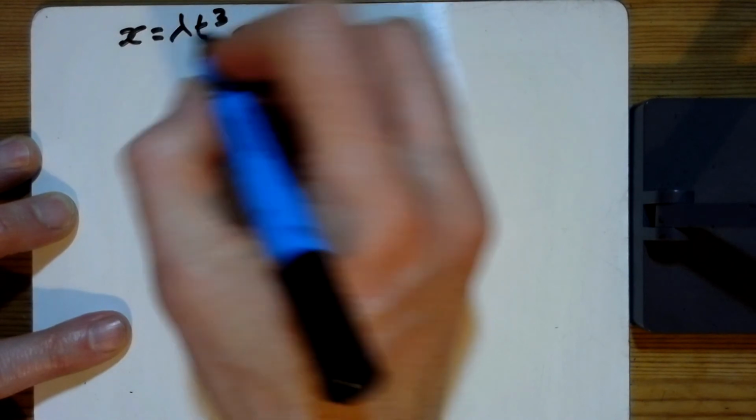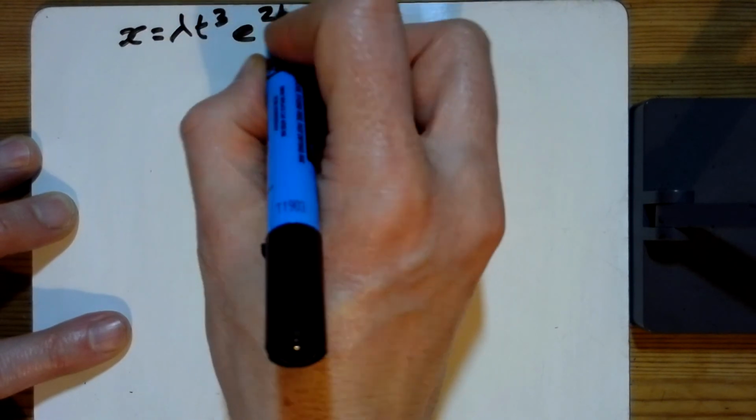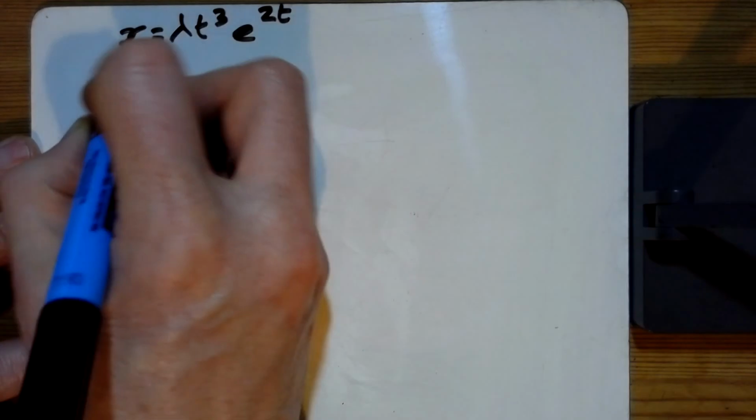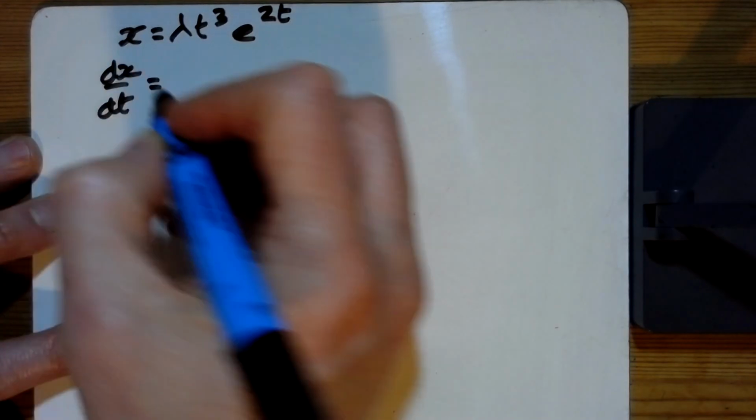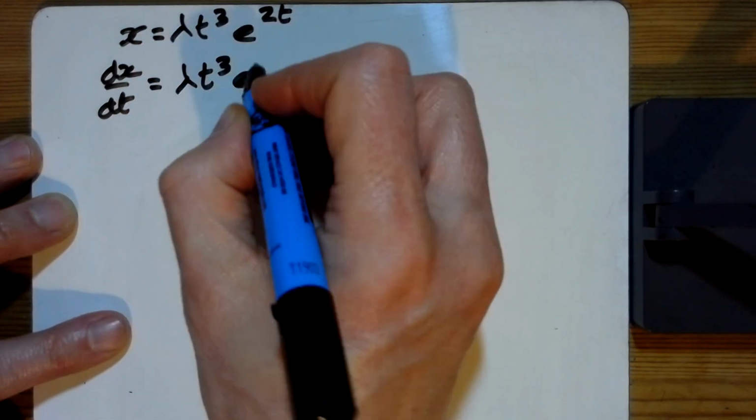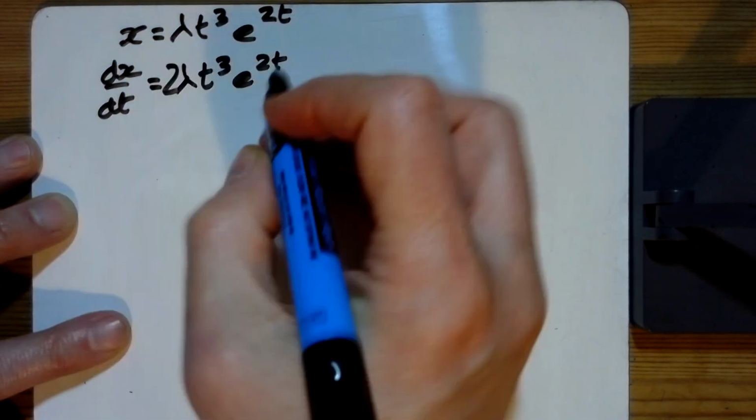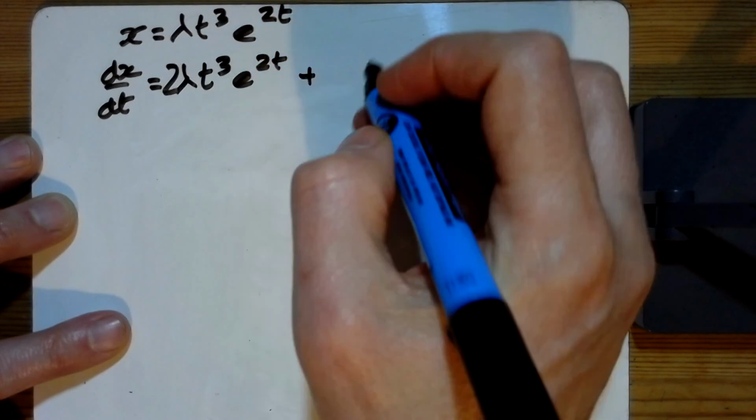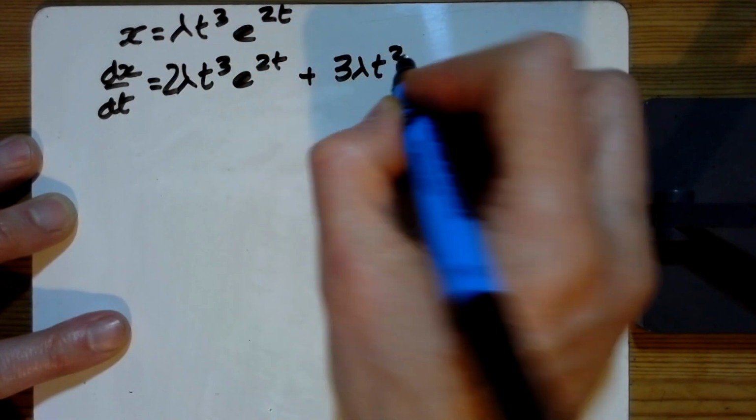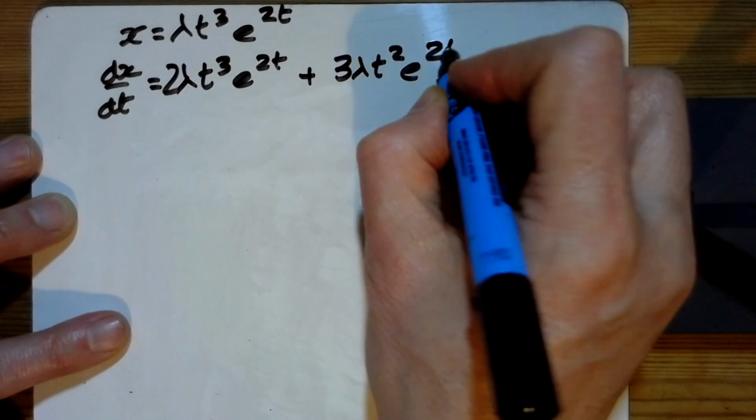Now my book says y equals here, so it's not. It's good to see it's not just me that makes these letter mistakes here. But assuming they mean x equals lambda t cubed e to the 2t, well, differentiating this is going to give me lambda t cubed times e to the 2t times by 2, differentiating that. And differentiating that part there gives me 3 lambda t squared e to the 2t.